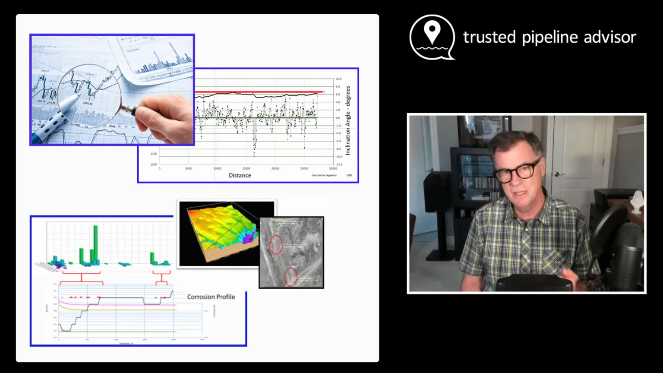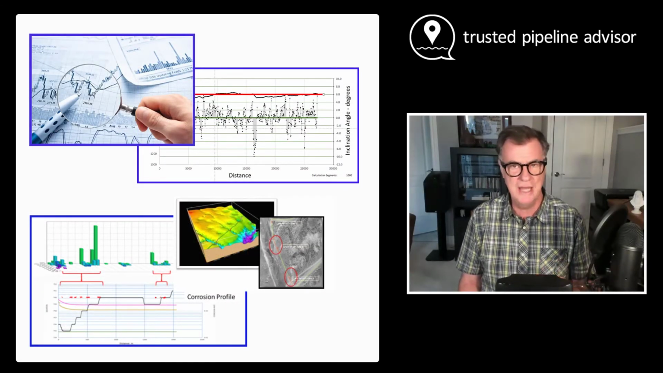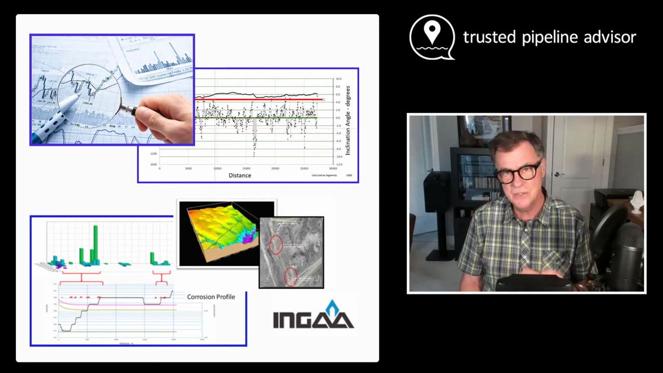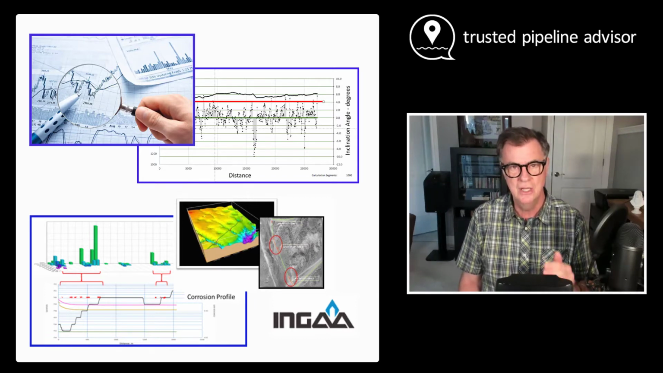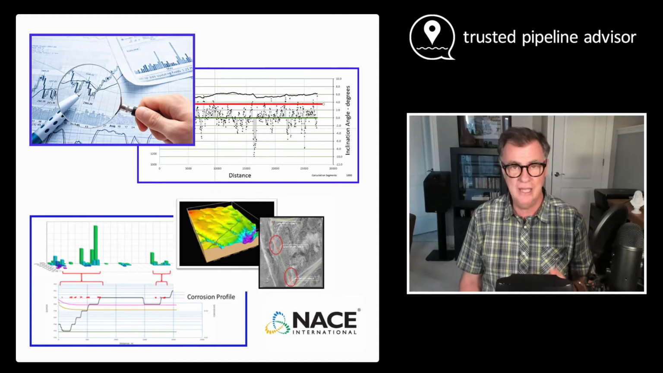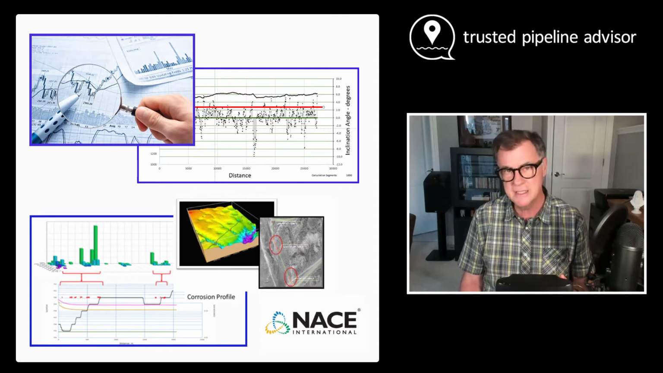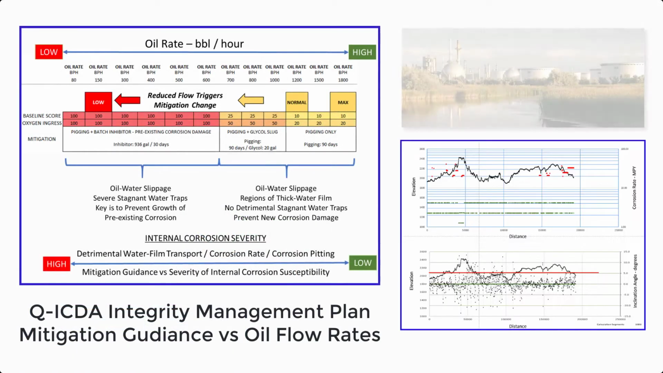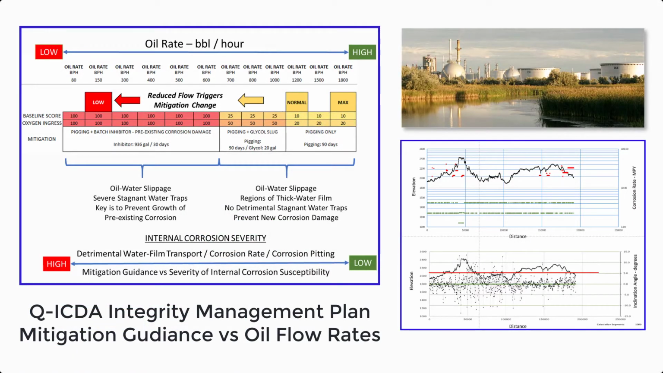Because of our consistent ability to pinpoint locations of corrosion damage, our work was embedded as the foundation of the INGA Technical Subcommittee for Internal Corrosion in 2001-2002. The work of our committee evolved into the NACE ICDA standard for gas transmission and wet gas pipelines, although in a simplified form. This is an example of our QICDA Pipeline Integrity Management Plan.